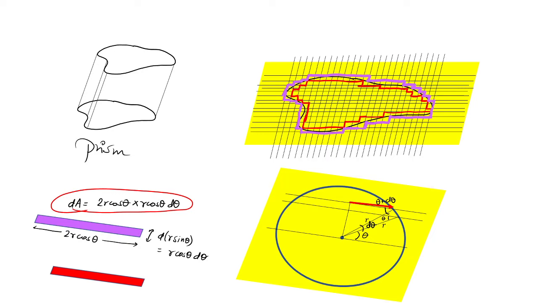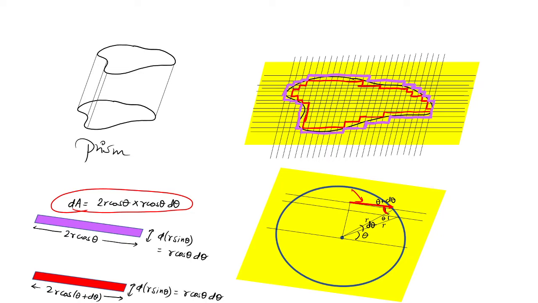For that you will say that this theta has now changed to theta plus d theta. So you will have this red length as r cos(theta plus d theta) into 2, right? And then that length will be the same, d times r sine theta. And then you take the area element, take a look at it. Pause the video if it's too fast for you, because this is very interesting.